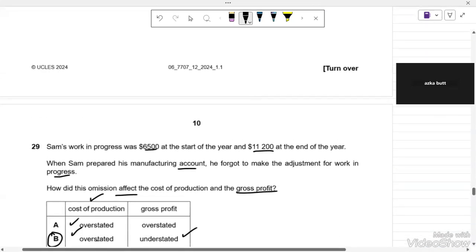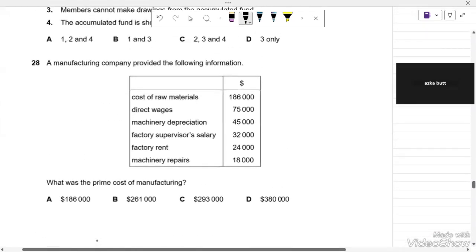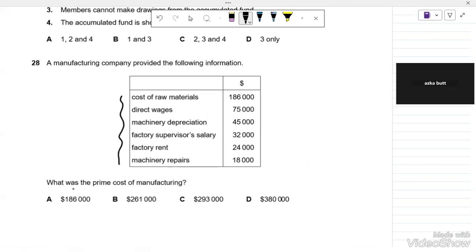Now let's see the other question. Question number 28. A manufacturing company provided the following information. So we have this information. What was the prime cost of manufacturing?